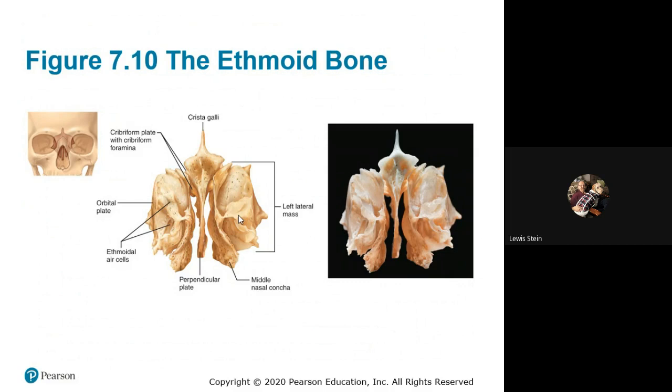It makes up part of the orbit. It's almost like if you push your fingers way back and up, that's kind of where it is. It's quite deep in your skull. So that doesn't have a ton of anatomy, it's just for the bone. The one that has all the anatomy is the sphenoid.